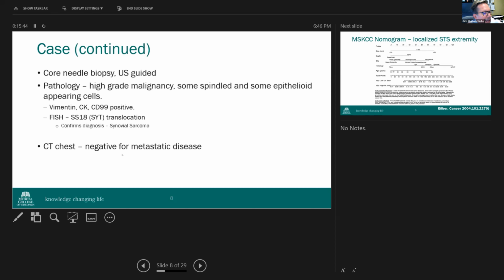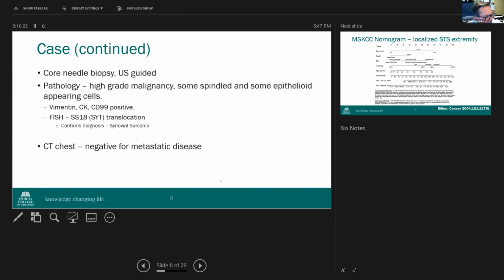The pathologist looks at it and sees a high-grade malignancy with some spindled and some epithelioid-appearing cells. The immunohistochemical markers are listed there: Vimentin positive, CD99 positive. Then they went ahead and did molecular testing, in this case using FISH, and identified an SS18 translocation. So that's diagnostic of a synovial sarcoma. It's a type of soft tissue sarcoma that does not arise from synovium, so this is one of the ones that's misnamed maybe. And I tend to see it in young adults frequently.